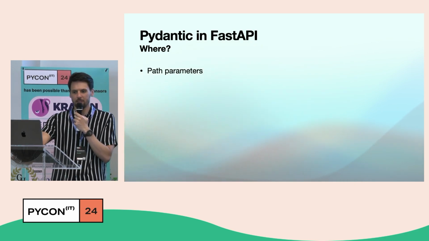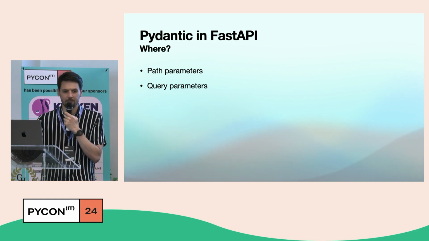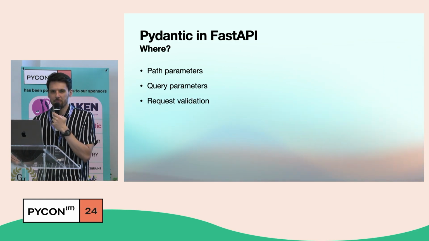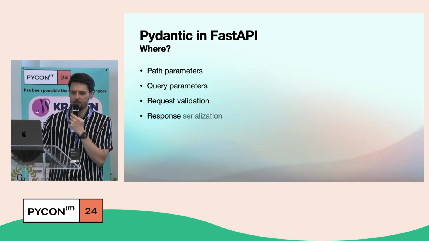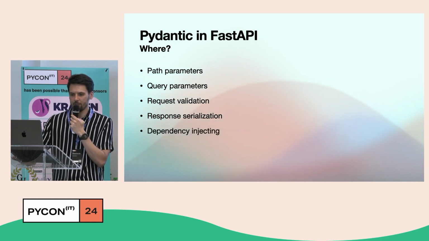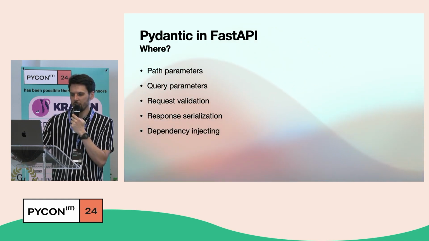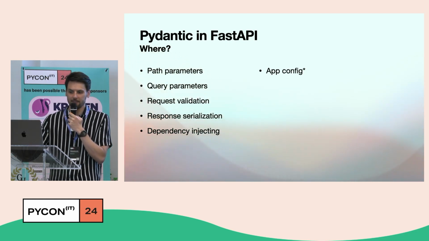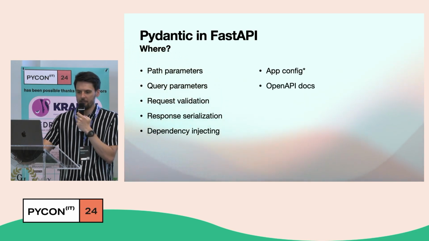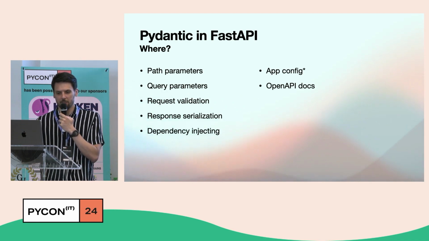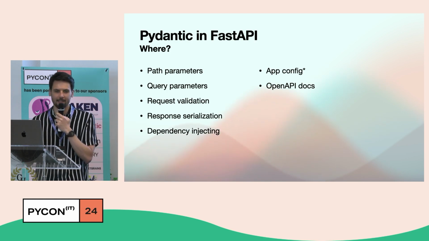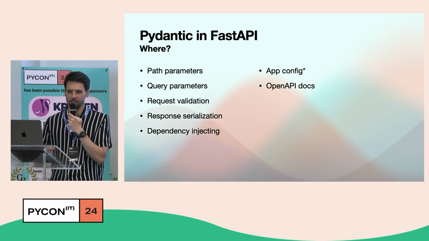First of all, it's used in path parameters. It's used in query parameters. It validates request body and headers. It does response serialization. It's used in the dependency injection mechanism and could be used as application configuration with the Pydantic settings library. And it is used to generate the OpenAPI schema. So being more general, Pydantic is used in FastAPI for all the data handling and documentation.